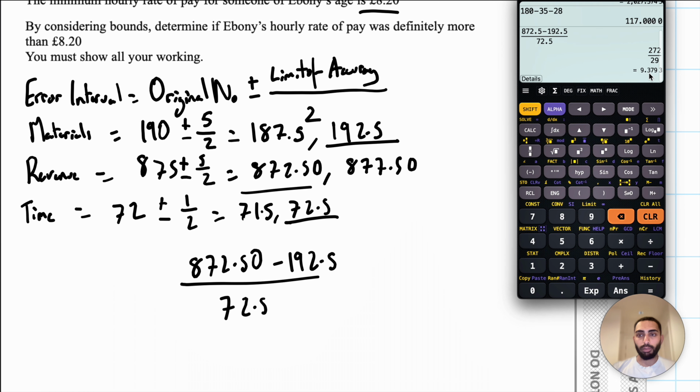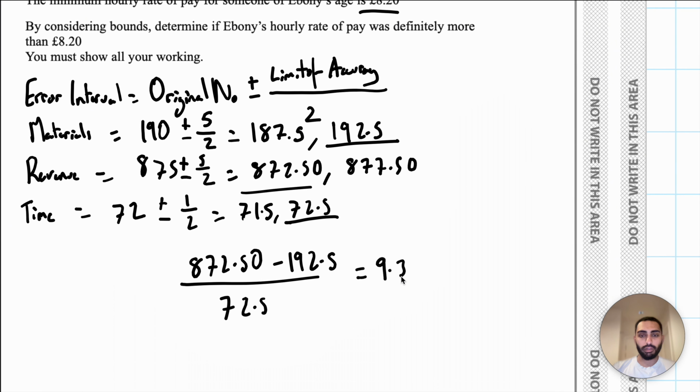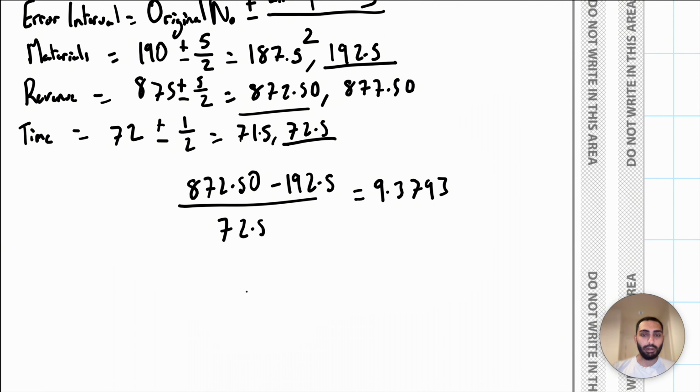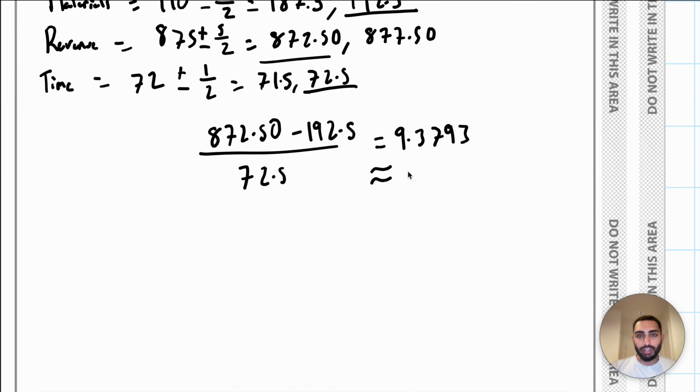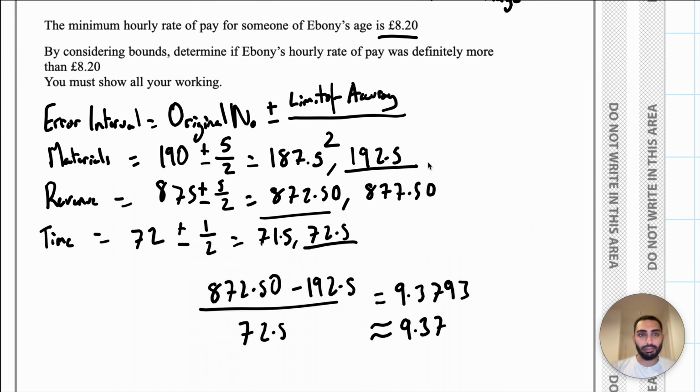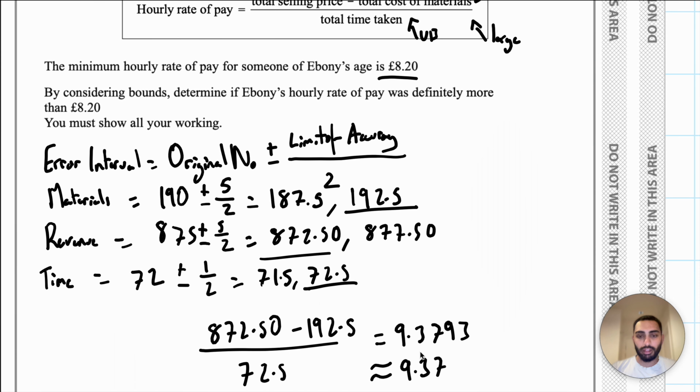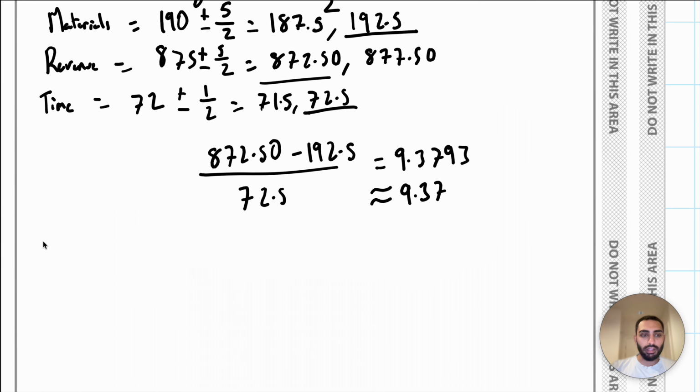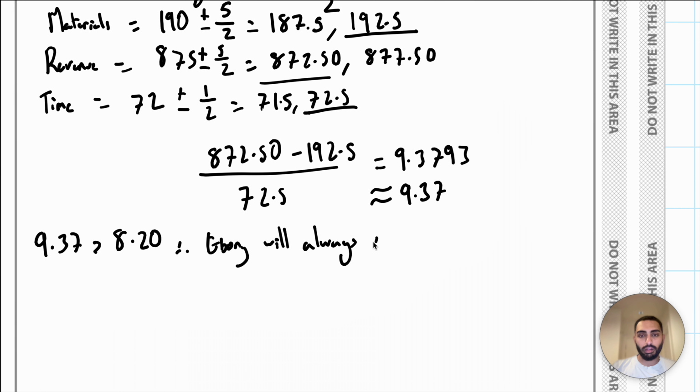That gives me an answer of 9.3793. So this is telling me that even if the amount of work that she's doing is maximized and the value that she's earning is as low as possible, she's still earning more than £8.20. I'm going to choose to truncate this to £9.37 because it's pound and pence. And the final step that we need to do is compare this value with £8.20. So we can see that 9.37 is greater than £8.20. So therefore, Ebony will always earn more than the minimum rate of pay.